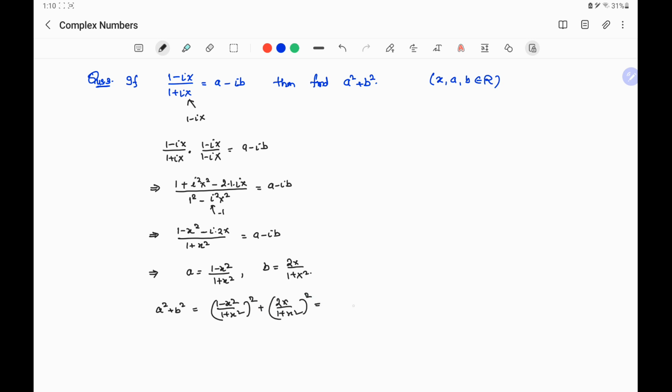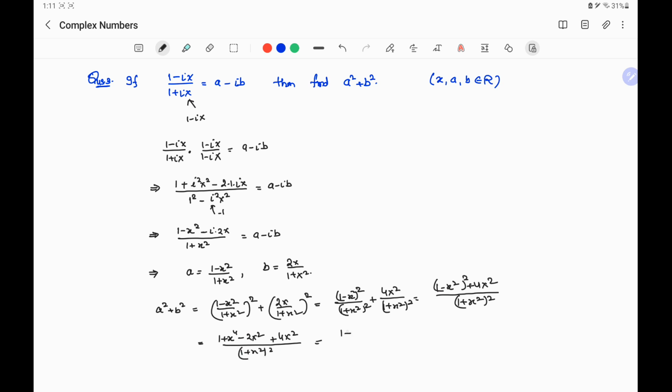So it will be equal to (1 minus x square) whole square divided by (1 plus x square) whole square plus 4x square divided by (1 plus x square) whole square. Taking the LCM, it is (1 plus x square) whole square, and in the numerator we will have the term (1 minus x square) whole square plus 4x square. Now on opening the bracket in the numerator, we will have 1 plus x raised to the power of 4 minus 2x square, this is the (1 minus x square) whole square, and the remaining term is 4x square, divided by (1 plus x square) whole square.